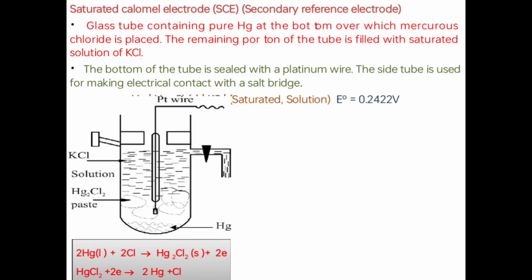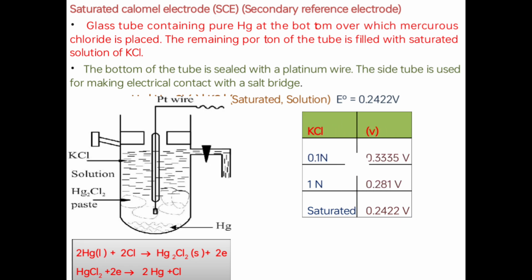This is a diagram of the saturated calomel electrode potential. For 0.1N KCl the value is 0.3335 volt, for 1N solution it is 0.281 volt, and for saturated it is 0.2422 volt. Mercury reacts with chloride to form mercurous chloride plus 2 electrons. Mercurous chloride reacts with 2 electrons to give 2 mercury and chloride.